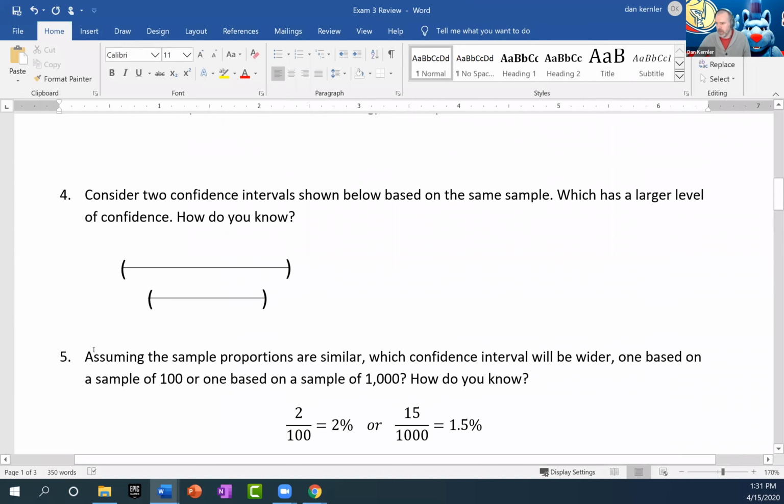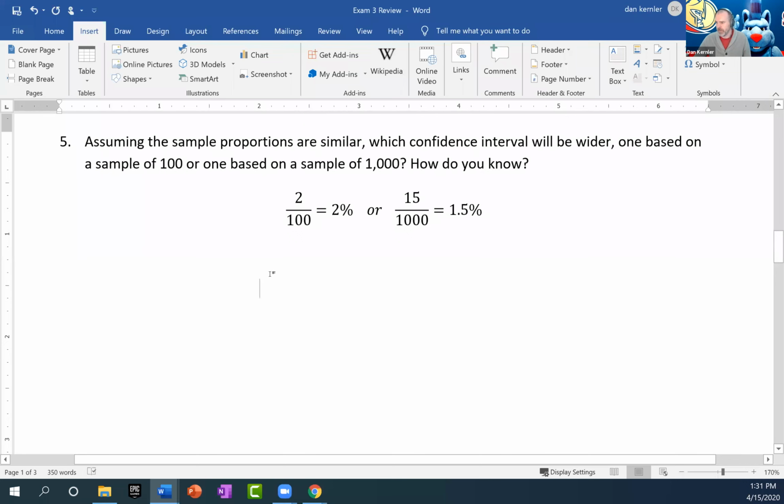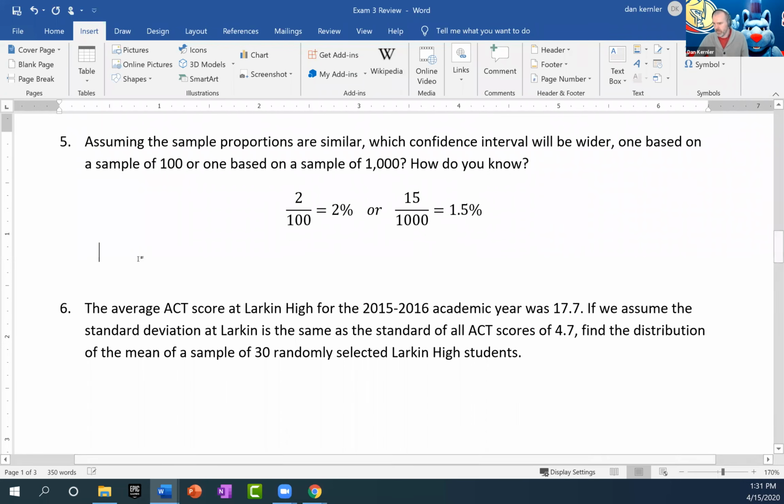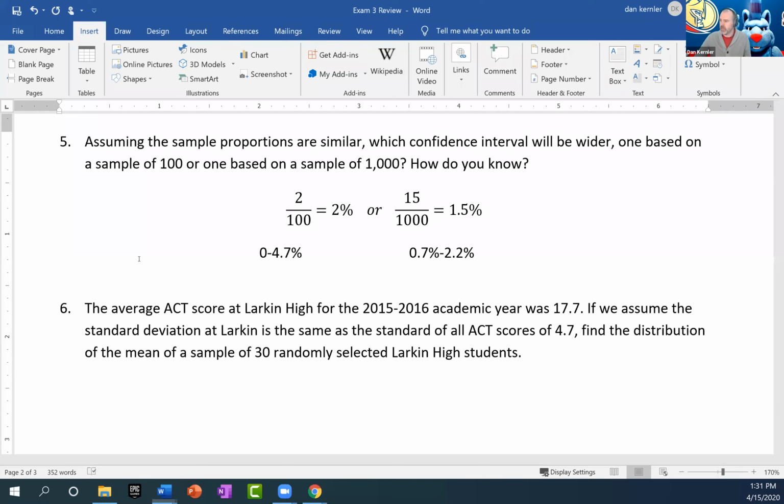So let me do this. Insert page break. Go to the next page here. That first one was 0 to 4.7%. And the next one was 0.7% to, I think it was 2.2%? Am I remembering that? 2.3% if we round correctly. So you can even see there in the example, it ended up being smaller.